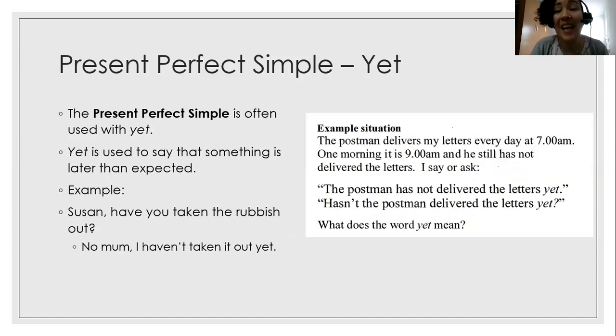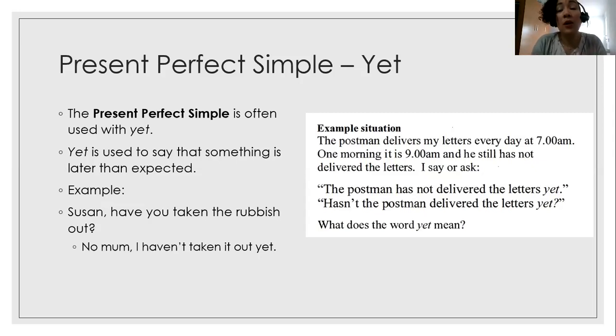And then let's look at yet, okay? So we often use present perfect with yet. Here's an example situation. The postman delivers my letters every day at 7 a.m. One morning it is 9 a.m. and he has still not delivered the letters. I say or ask, the postman has not delivered the letters yet. Hasn't the postman delivered the letters yet? Okay, so what does the word yet mean? In this case, we use yet to say something that has not happened when you expected, okay? So it's happening later than you expect.